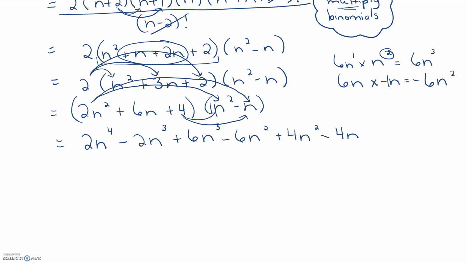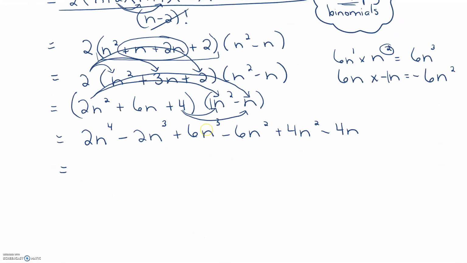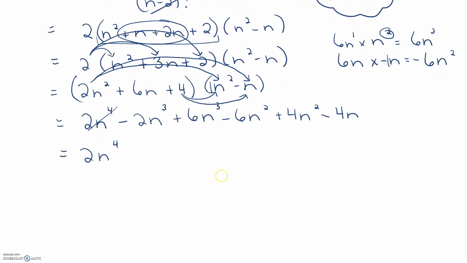We're not done yet though. So what do we have to do to continue simplifying this? Like terms? Yeah. There's no other n to the power 4s, so we're done with that. So minus 2n cubed plus 6n cubed, which is plus 4n cubed. Good. So you're okay with adding.